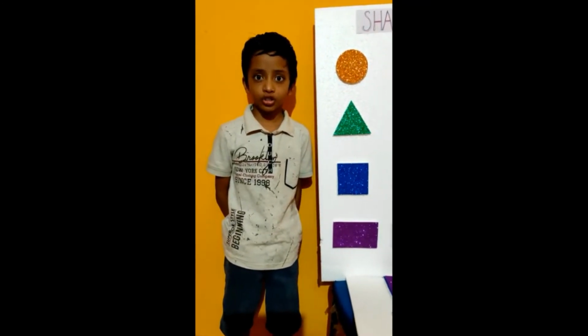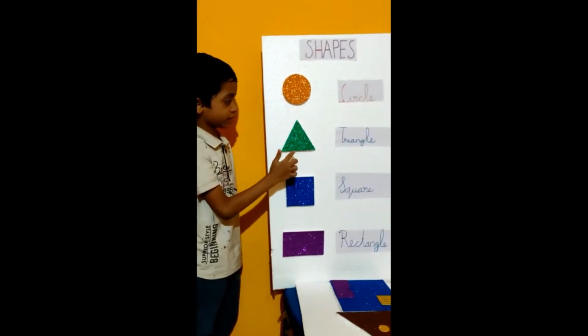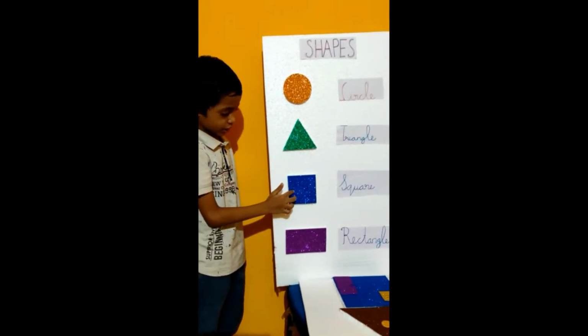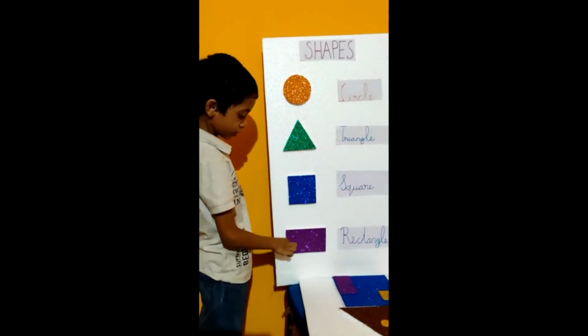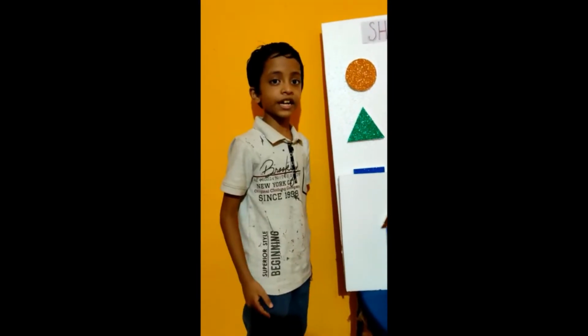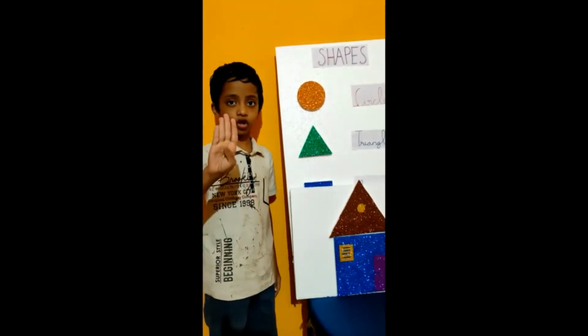I am introducing some shapes. First one, circle. Second one, triangle. Third one, square. Fourth one, rectangle.